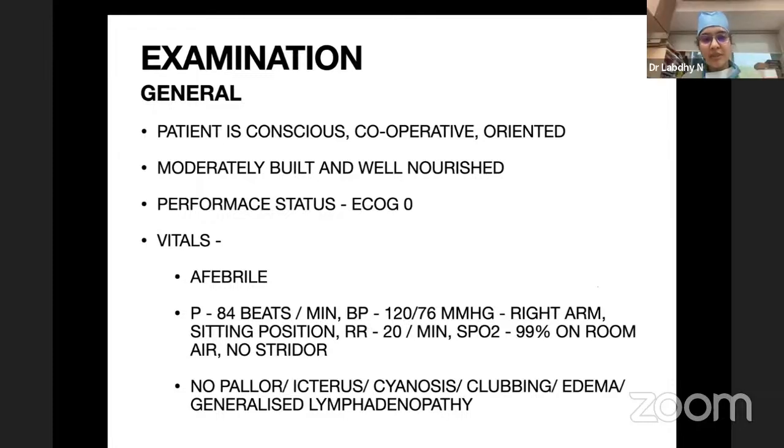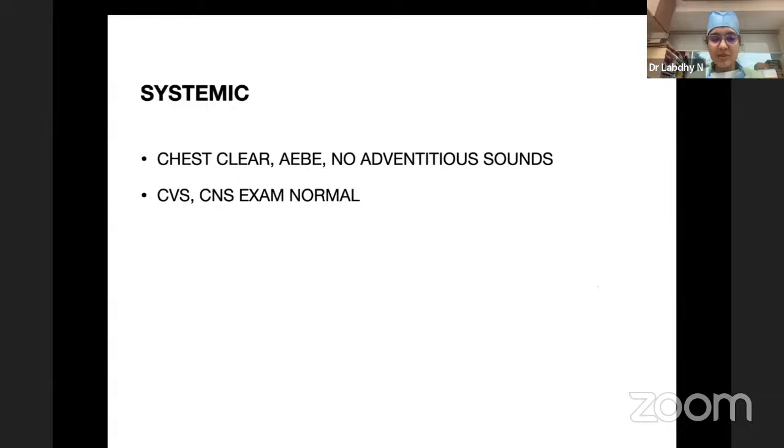Coming to the general examination, the patient is conscious, cooperative, well-oriented. He's moderately built and well-nourished. The performance status of the patient is ECOG 0. Patient is vitally stable. He's afebrile and saturation is 99% on room air. There is no stridor, no pallor, icterus, cyanosis, clubbing, edema, or generalized lymphadenopathy. The systemic examination is also grossly normal.